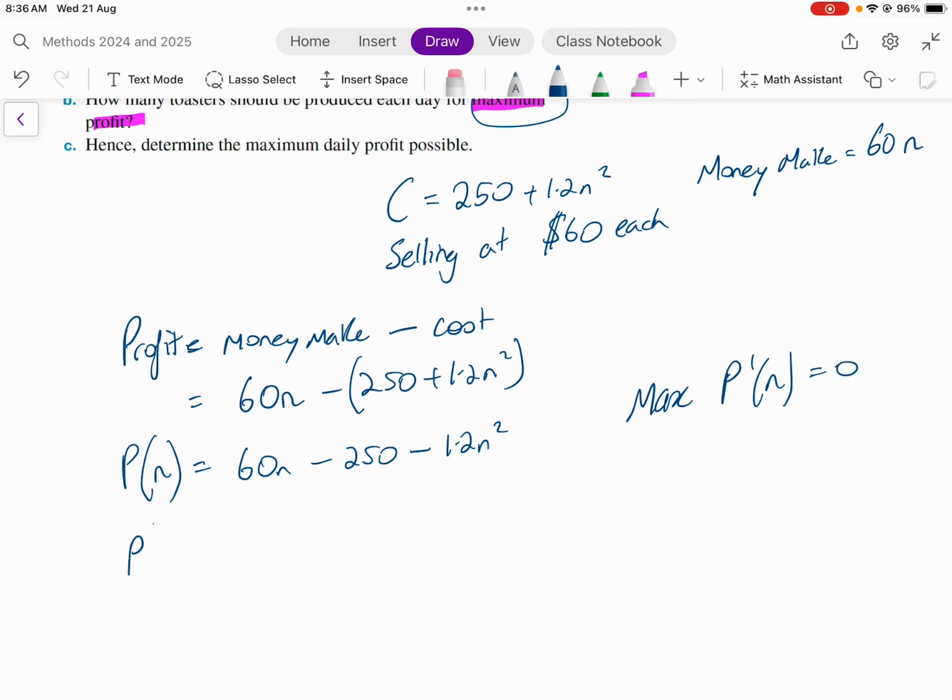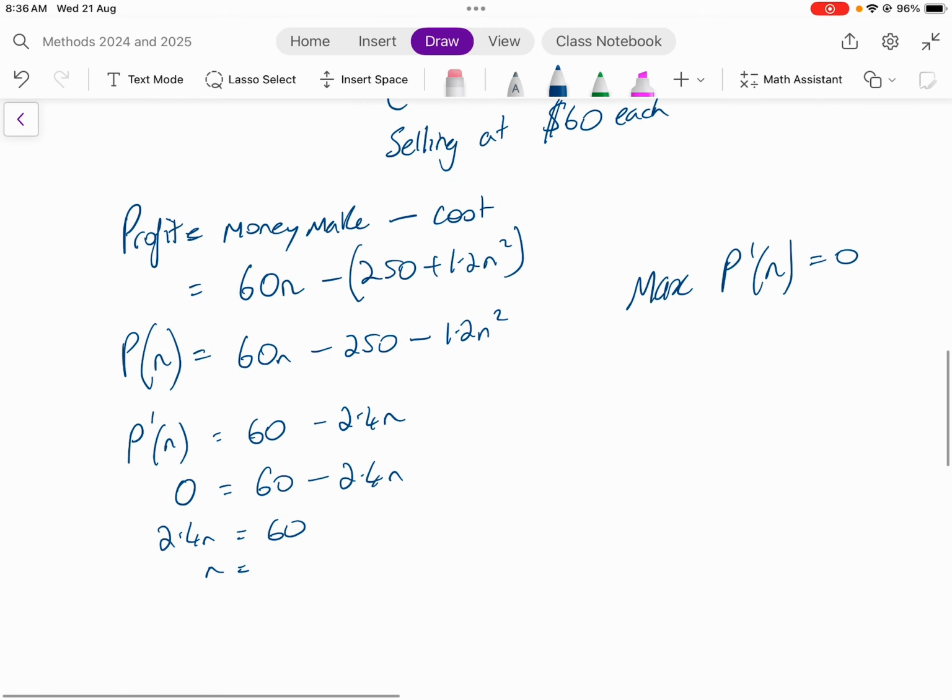So we'll find the derivative: 60 minus 2.4n. We're going to make that equal to 0. And rearranging, n will be equal to 25.